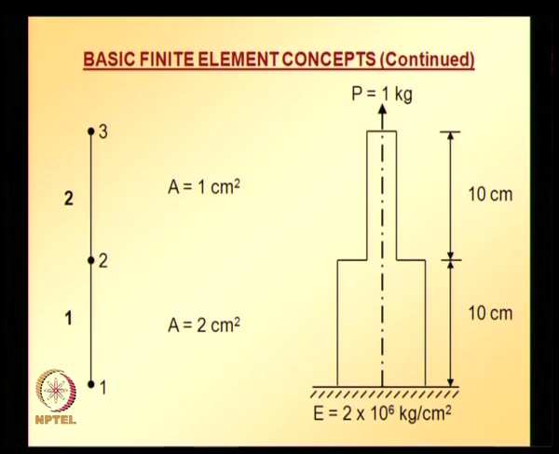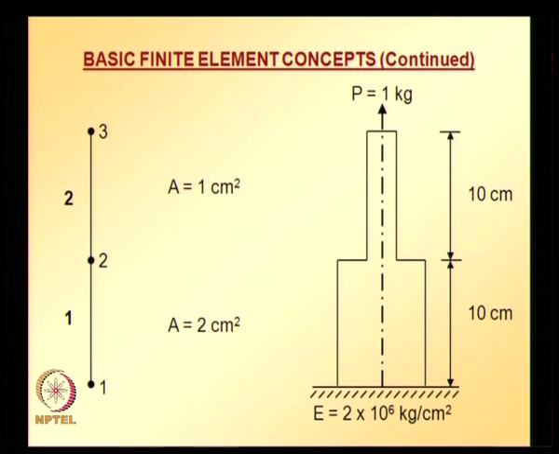And since the bar is having different cross sections, we will take node 1 coinciding with the lower end, node 2 at the location at which the cross sectional area is changing, and node 3 is at the point where the load is applied. And let us call the element connecting nodes 1 and 2 the first element, and the element connecting nodes 2 and 3 the second element, which is indicated as 2 there in the figure. And also the cross sectional areas are indicated for clarity there.